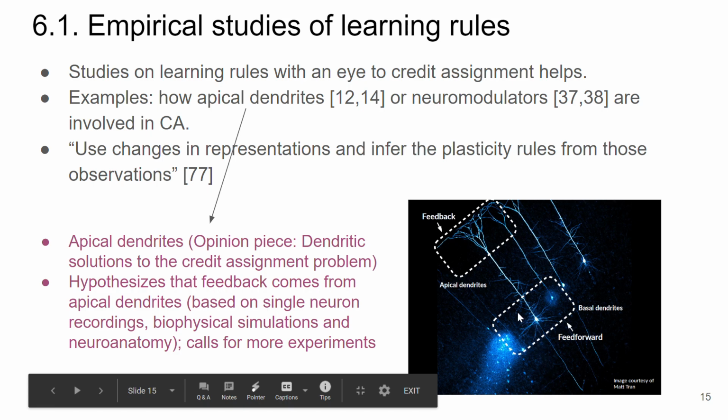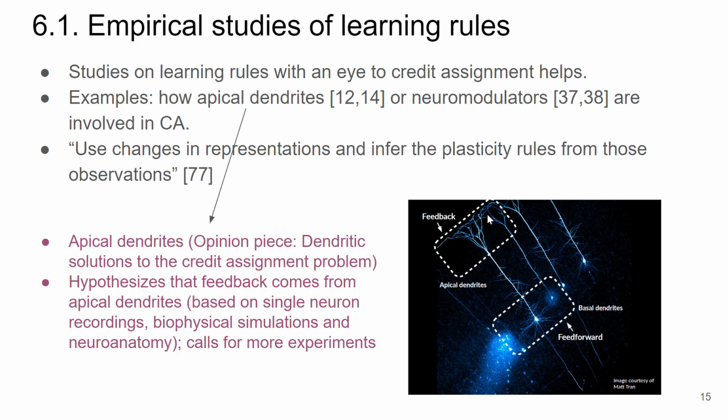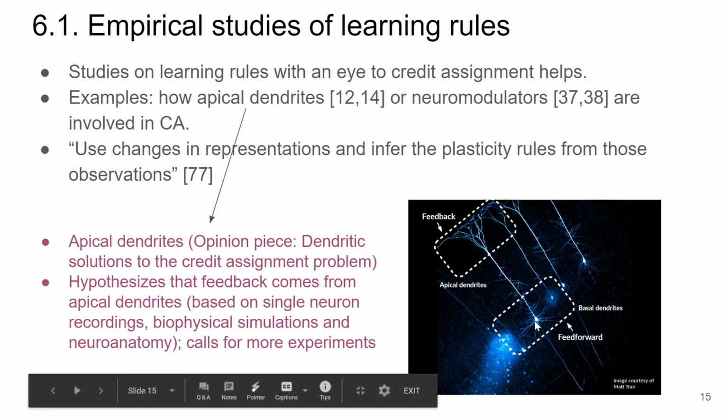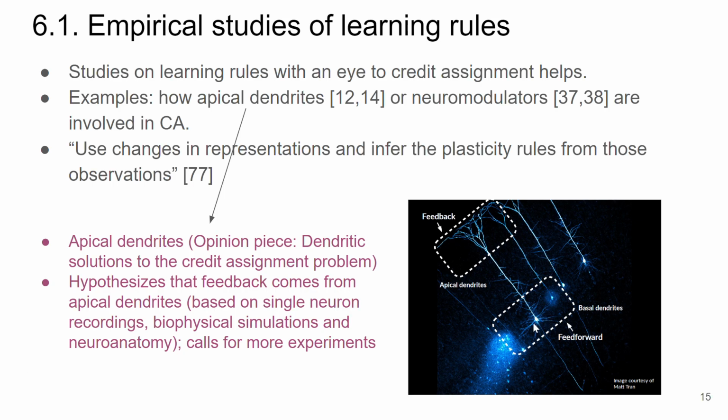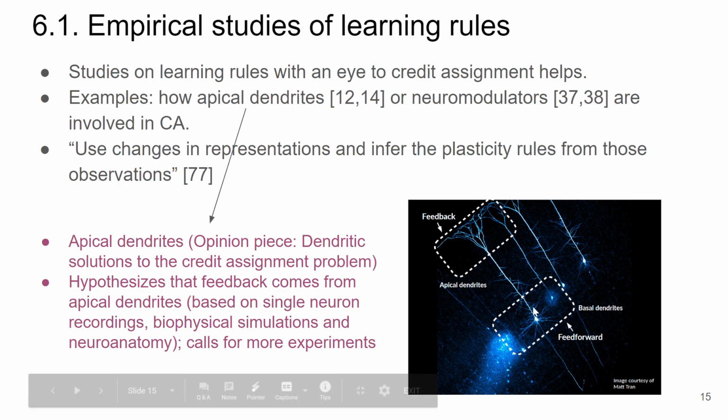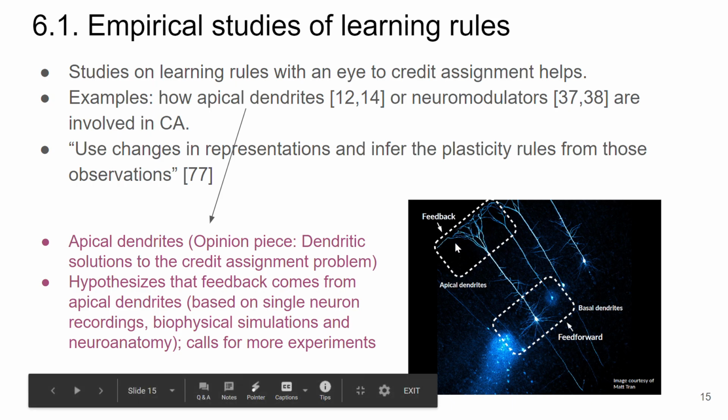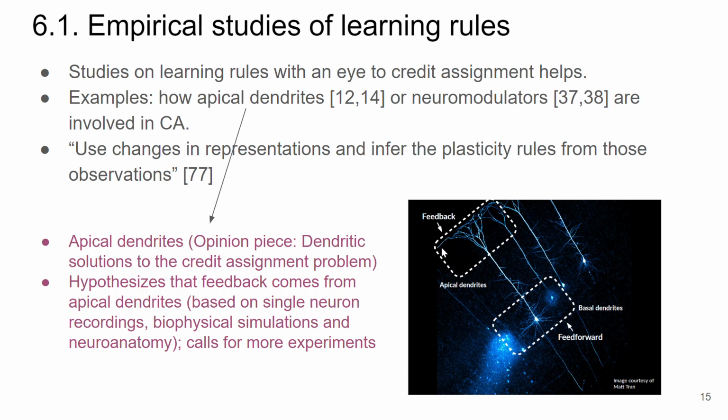So here they argue that the information you're getting from apical dendrites is feedback information, and it is probably giving you some kind of gradient signals. And they propose that instead of using a Hebbian style learning rule for strengthening or weakening your synapses, you can instead use a three-factor learning rule where the third factor is modulated by the feedback that you're getting.